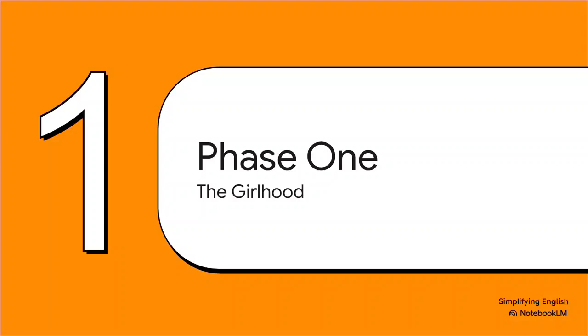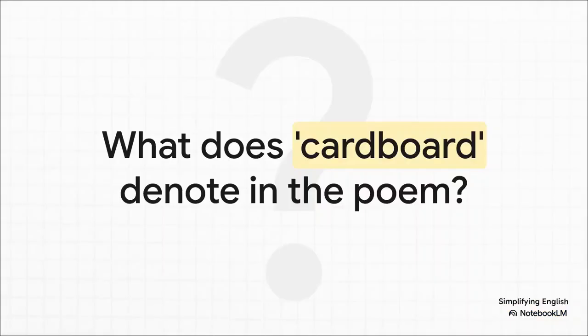Let's dive into phase one, the girlhood. To really anchor this emotional journey, the textbook poses a fantastic comprehension question right off the bat. What does the word cardboard denote in the poem? Now, what's super interesting here is that the poet doesn't say the photograph shows me or the picture shows me. She explicitly says the cardboard.